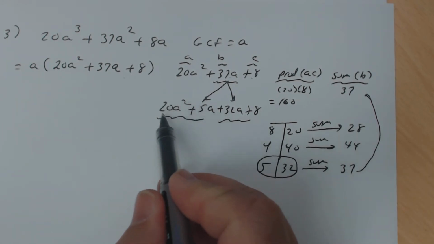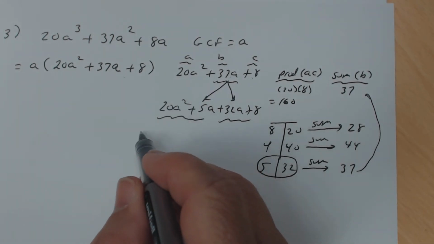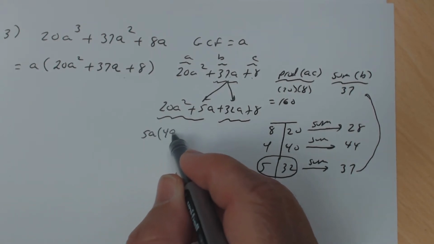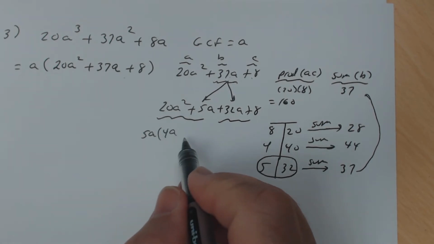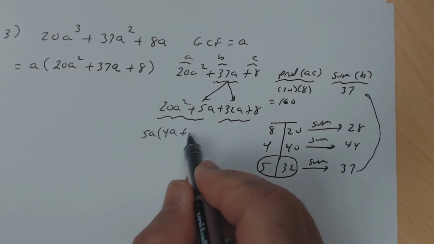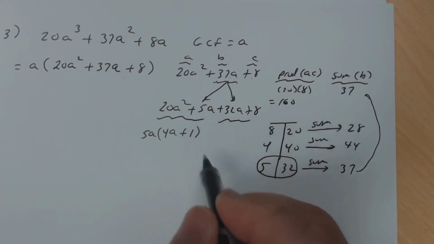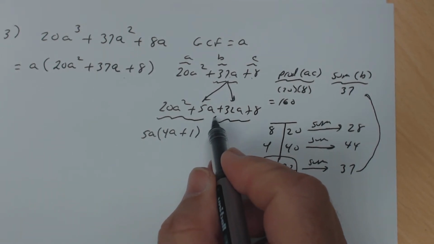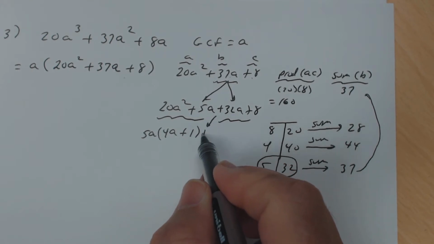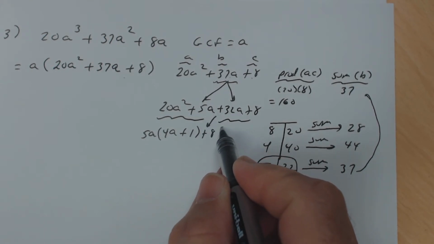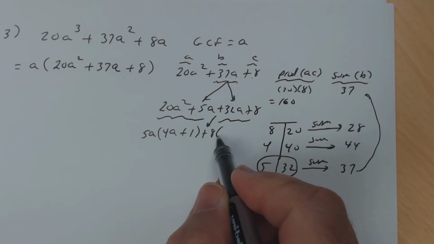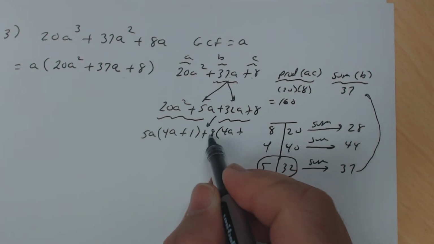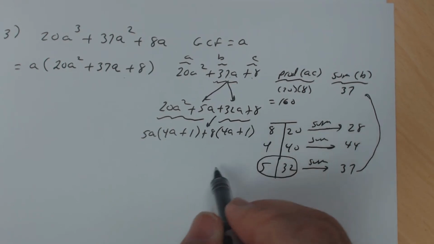From the first group, I can factor out a 5a. And remember, 5a times 4a is 20a squared, plus 5a times 1 is a positive 5a. From the second group, I'm going to factor out a positive 8, remember your middle sign here is positive. And I'm left with 8 times 4a is 32a, plus 8 times 1 is a positive 8.